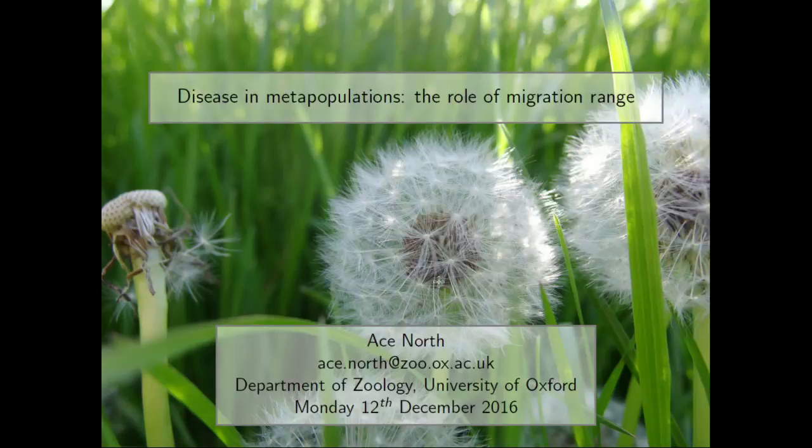So I strongly encourage you to think of some nice questions to ask the speakers, to get the most out of the session. Speakers, if you want to finish a minute or two early, if you can, you get a bit more interaction with the audience, which is also nice. So without further delay, I'm going to introduce the first speaker. This is Ace North from the University of Oxford, and he's going to be talking about disease in metapopulations, the role of migration range. So thanks very much, Ace.